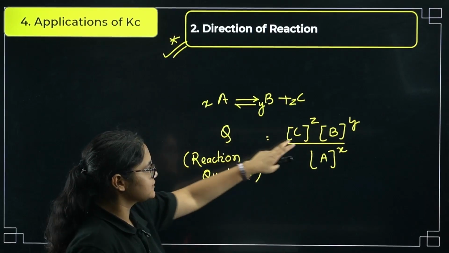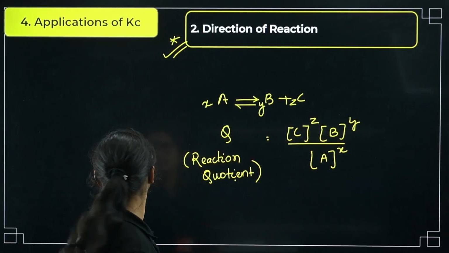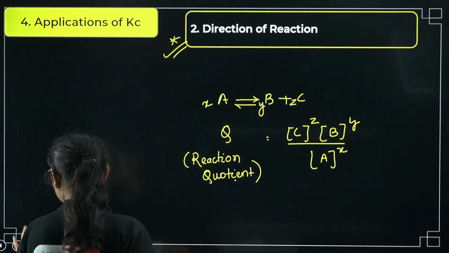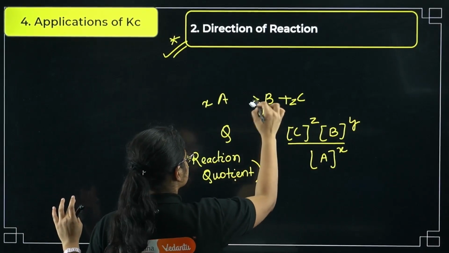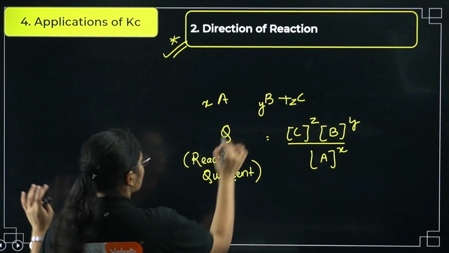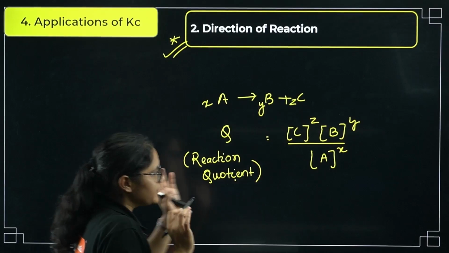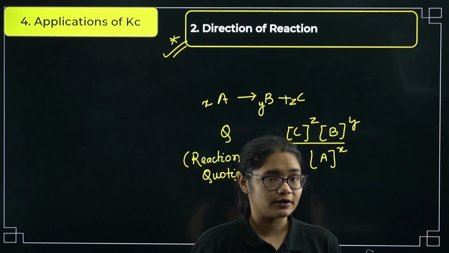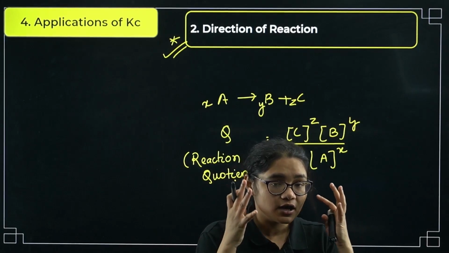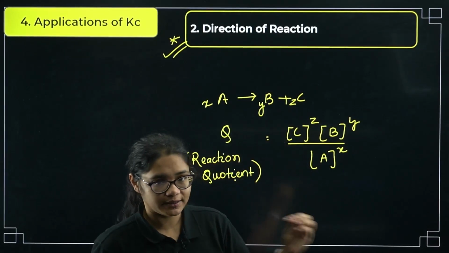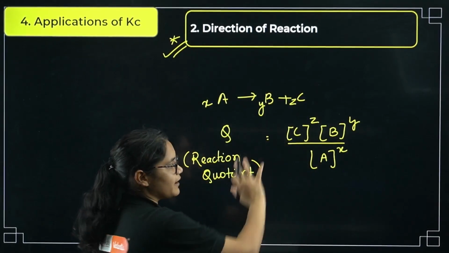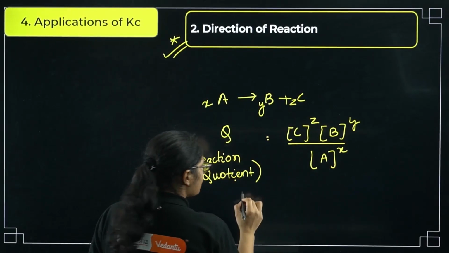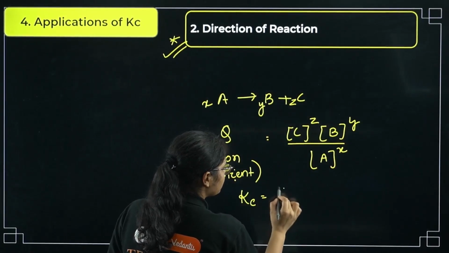Now what is this concentration now? Here it is the concentration of A, B and C at any time. It is not required or mandatory that the concentration has to be at equilibrium. So you have to find the value of Q. Now you also have to find the value of Kc, that is your equilibrium constant.